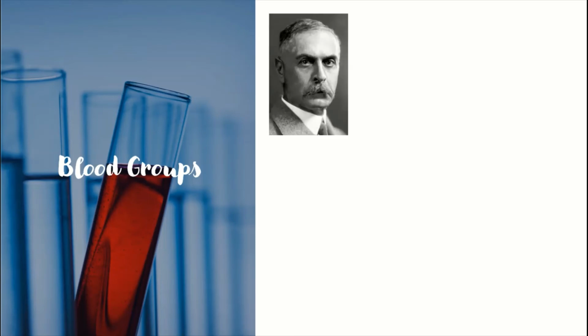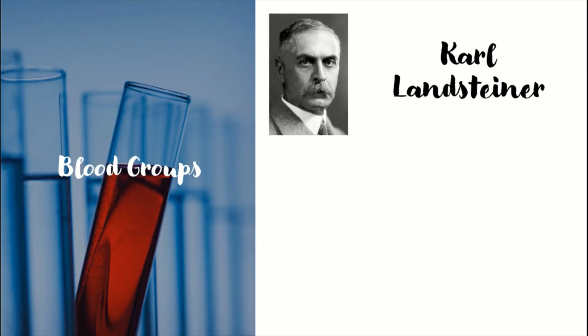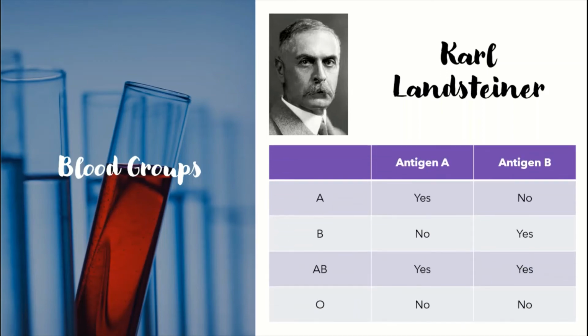So a scientist named Carl Landsteiner in 1900 identified different types of blood groups according to the antigens present on the RBCs of one person's blood. So how was it identified? Let's have a look. A person having the antigen A present has the blood group A. A person having antigen B has the blood group B. A person having both the antigens has blood group AB, and the person having none of the antigens is said to be having blood group O.